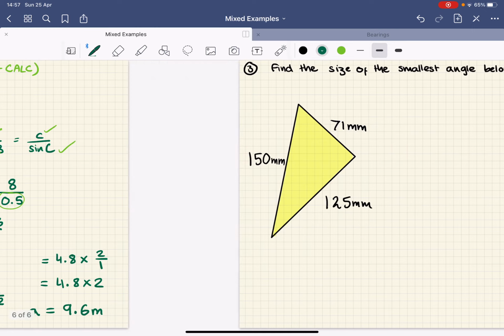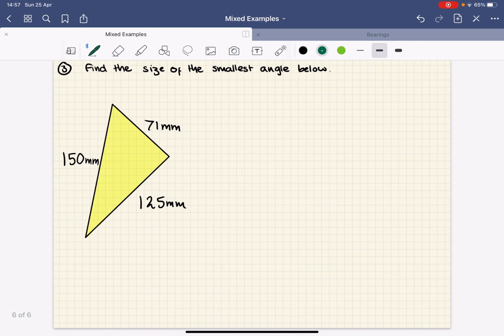Okay, last question then. So here we've got find the size of the smallest angle. So it's not telling us which angle in particular to look at here. We just want to find out the smallest one. So to start off with, there's no mention of area, so it's not in my area formula. I've got 3 sides and I'm finding an angle, so that means it's my cosine formula, and specifically cos A equals b squared plus c squared minus a squared all over 2bc.